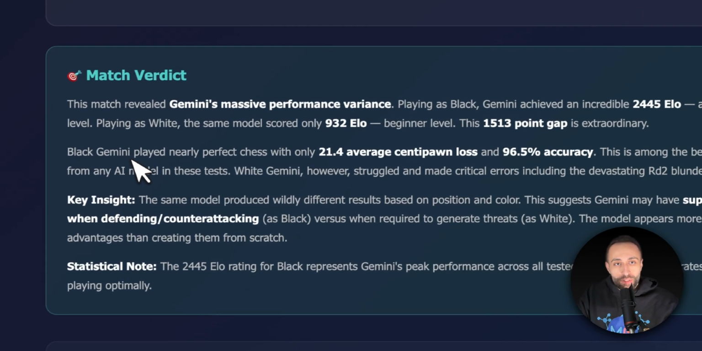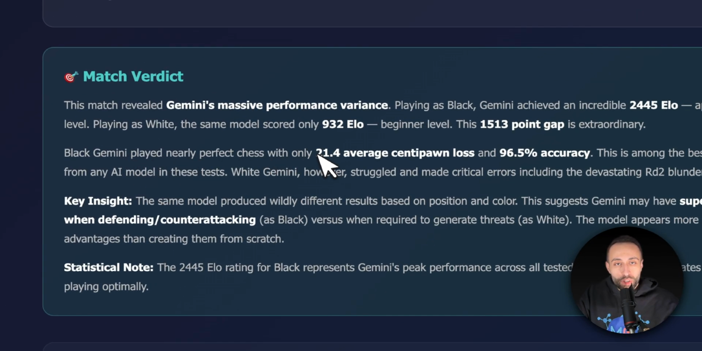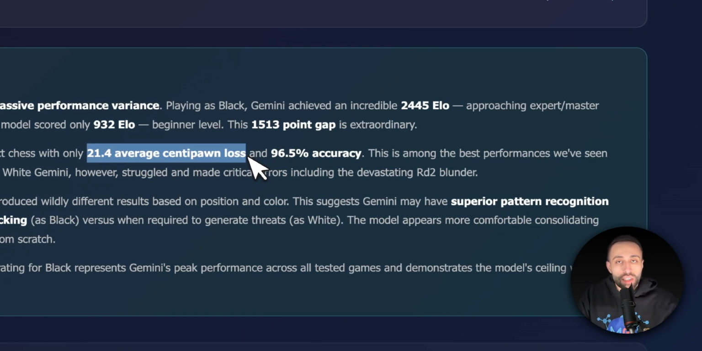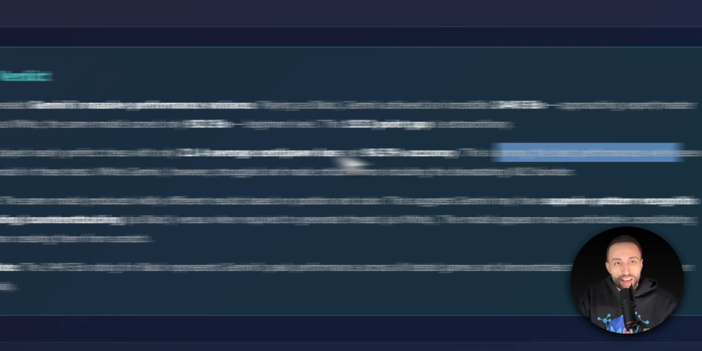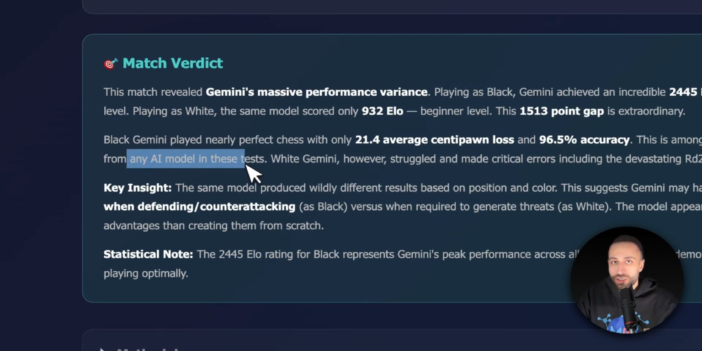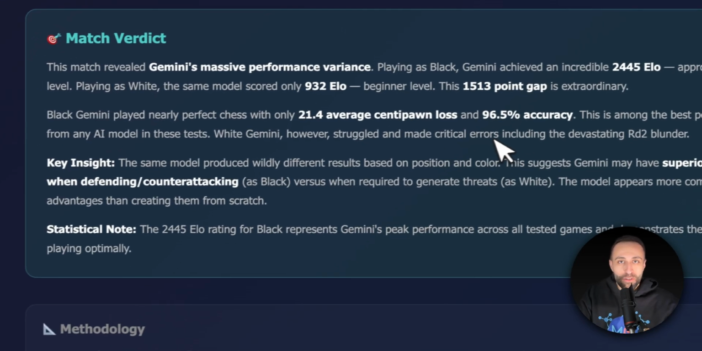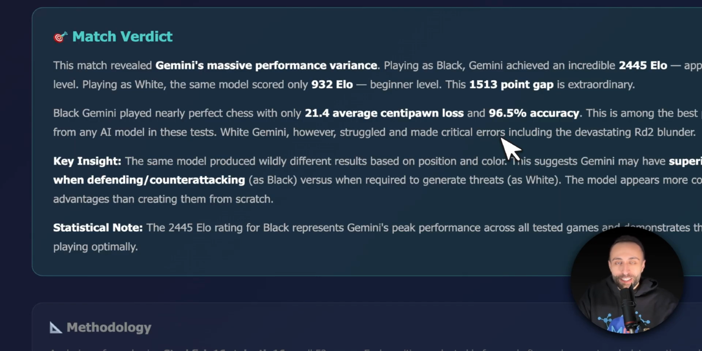And black Gemini played nearly perfect chess with only 21.5 average centipawn loss. Again, this is another metric for evaluating chess players, and with this accuracy, this is among the best performances we have seen from any AI model in all these tests, obviously. Why did white Gemini, however, struggle and make critical errors? Maybe because its opponent was another Gemini, so it had no choice but to maybe get defeated, right?